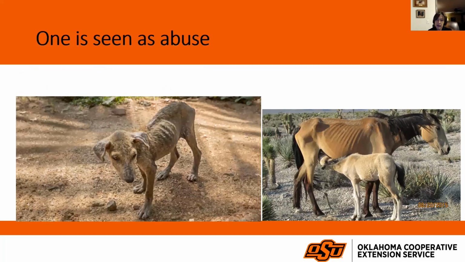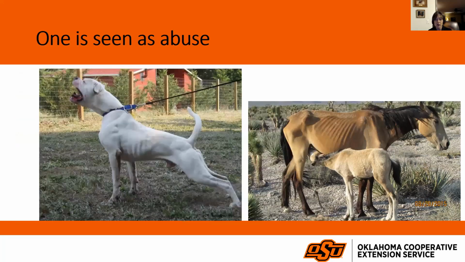When we think about society in general, it's pretty easy for us to recognize when animals are too thin. That's really pretty simple to see as abuse. But people have a harder time with that lean body type. Our little white dog here on the left, a lot of people would think of this dog as being really underweight, but he's actually pretty fit. So why am I talking about that?